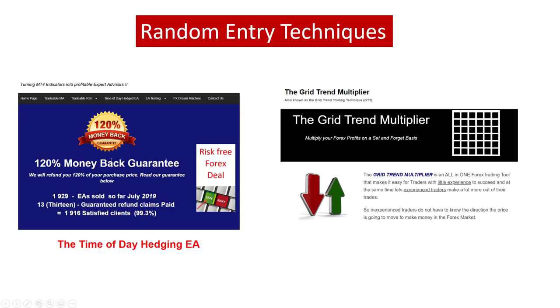The other thing that you'll see today is random trading techniques. Now, I have been doing random trading techniques from virtually the day that I started trading Forex, because I got stopped out and I said, oh, I'm so tired of getting stopped out. How can I avoid this? And I started looking at random ways of trading.